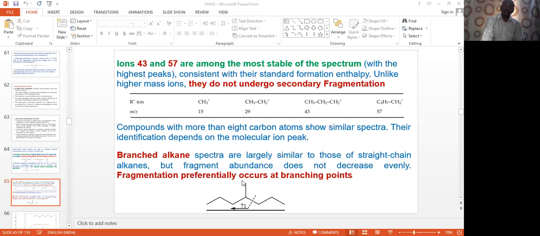So this is about the branched chain alkanes. In the branched chain alkanes, what happens is that fragmentation happens at the substituted carbon, and when elimination takes place, the largest substituent will be eliminated as a radical. So that is what happens here with the branched chain alkanes.